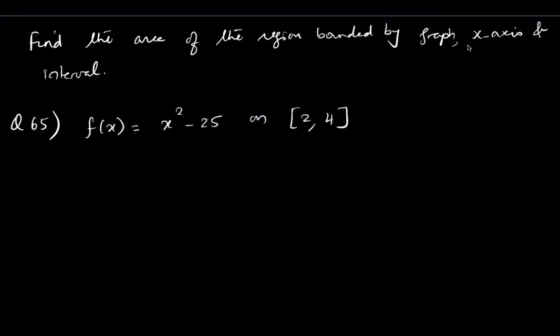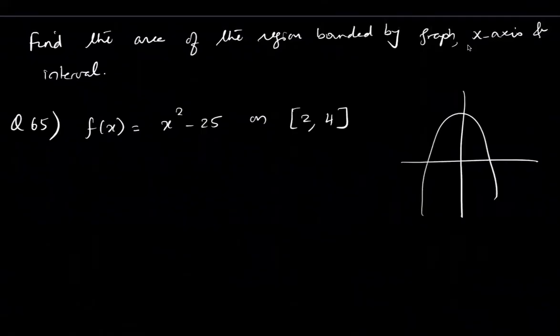Find the area of the region bounded by the graph, the x-axis and the interval. Okay, so this graph is going to be something like this. 2 to 4 is shaded somewhere here, right? So this is approximately where we want. So I'm going to just set up the integral like so. What you're asked to find is the integral from 2 to 4 of x squared minus 25 dx. So that is the area that they want us to find.